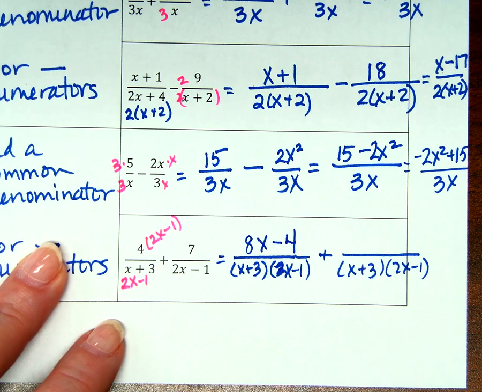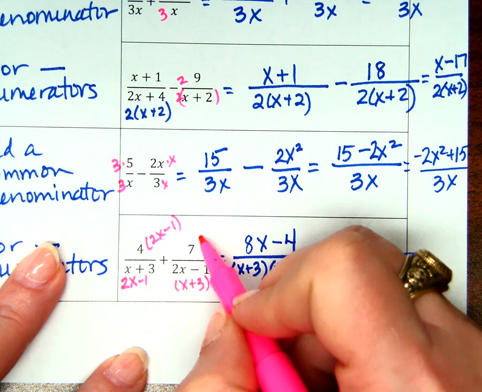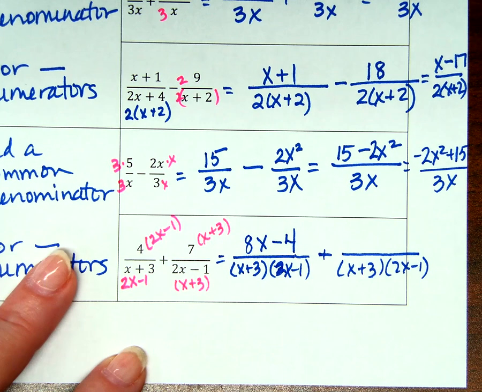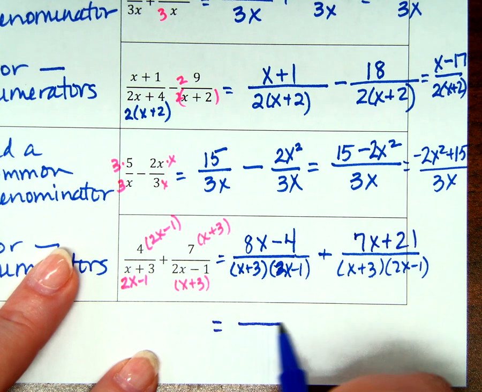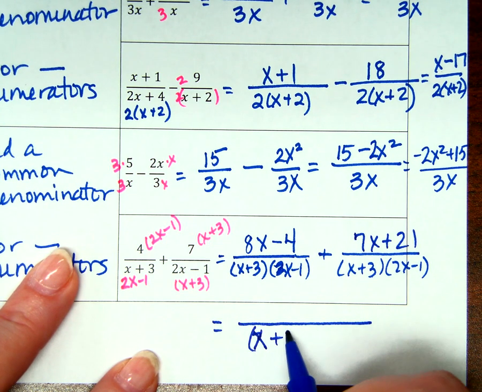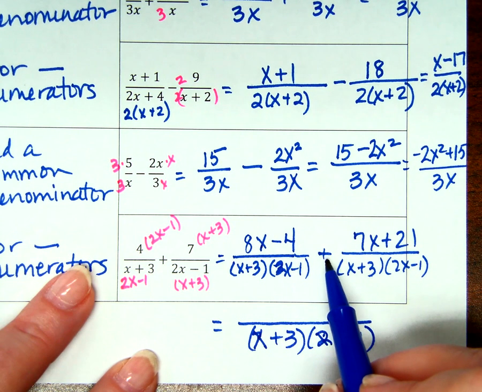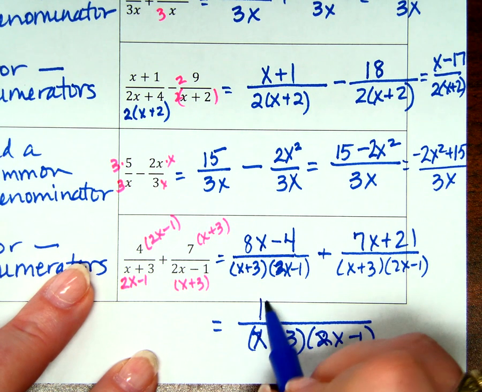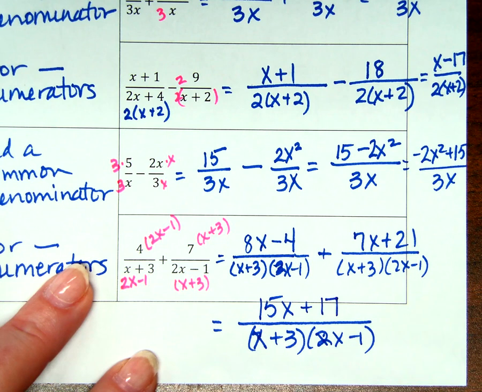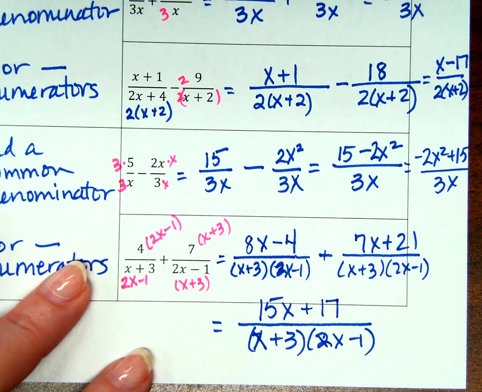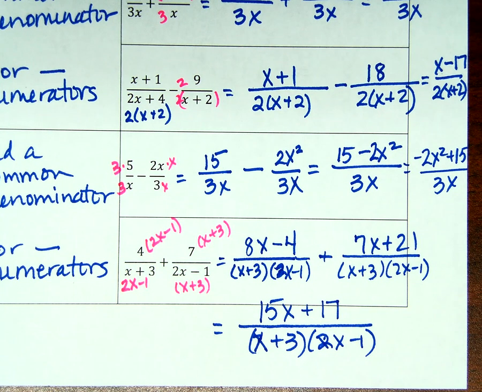Okay. What does this one need? An x plus 3. If I multiply the denominator by that, I have to multiply the numerator by that. Very good. Once I have a common denominator, I just combine the numerators. 8x plus 7x. Good. Negative 4 plus 21. 17. Any questions? Okay. Go please to number 5.